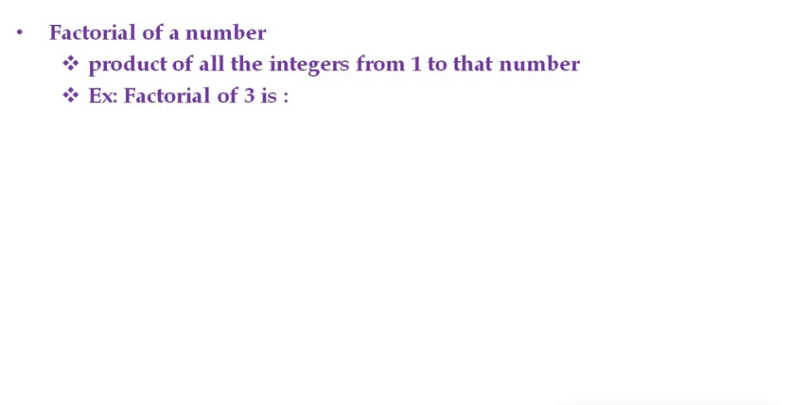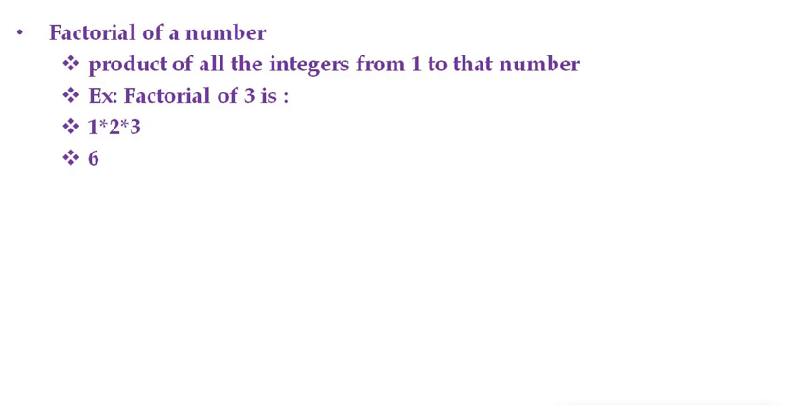For example, if you take factorial of 3, we can calculate it as 1 into 2 into 3. Then we will get 6. So mathematically it is very simple. Factorial of n is, you start from 1 and up to n you take the successive numbers and do the multiplication: 1 into 2 into 3 into 4, like that up to n.